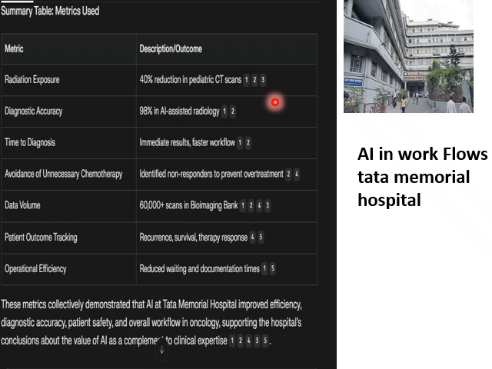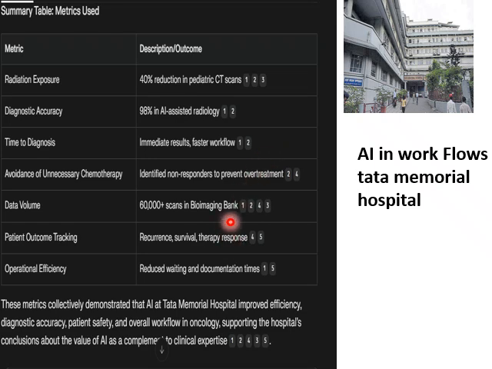96% in AI-assisted radiology. Time to diagnosis, immediate results, faster workflow, because for the report generation itself, they used AI. And then avoidance of unnecessary chemotherapy: they used genomics and decided this subset of patients have the same cancer, but they don't need chemotherapy. Now they had bioimaging.